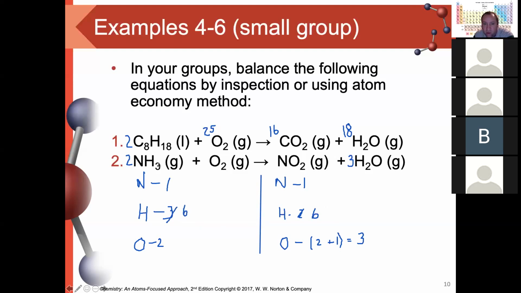Now, doing so has put my nitrogens out of balance. I now have 2 nitrogens on the reactant side and only 1 on the product side. So I'm going to need to double the nitrogen dioxide. And so if I do that, my oxygens I need to recalculate. I now have 4 oxygen from nitrogen dioxide and 3 from water for a total of 7.